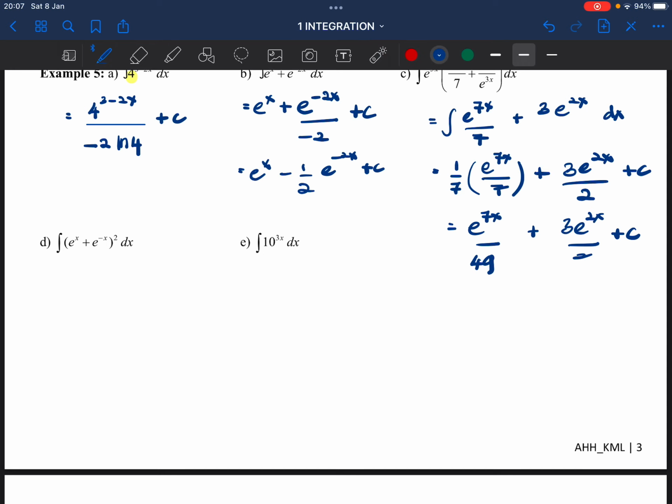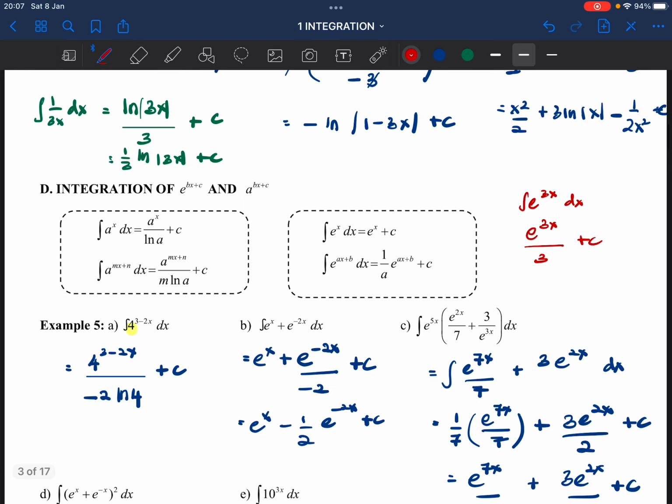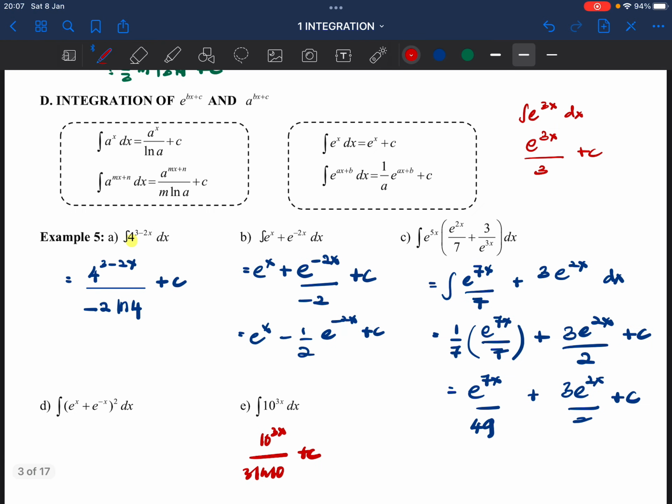For question E, we have 10 to the power of 3x, the same thing as this one here. You can do it by yourself. This is the answer, 10^(3x) over 3 ln 10 plus c. Okay, alright, so that is for exponent. Okay, remember exponent just salin balik bahagi differentiate power.